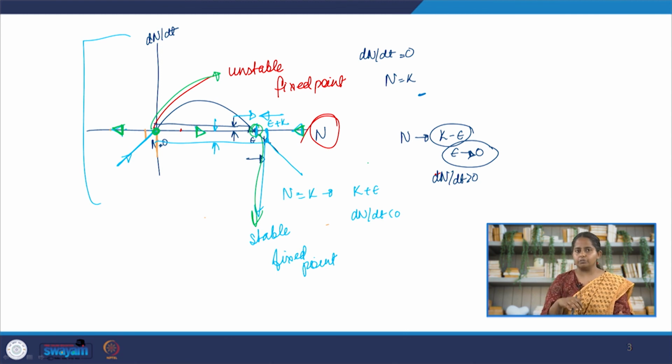In the quiz for this week, many of your questions will revolve around identifying stable and unstable fixed points using the geometric approach in different systems, in one-dimensional and maybe even two-dimensional systems.